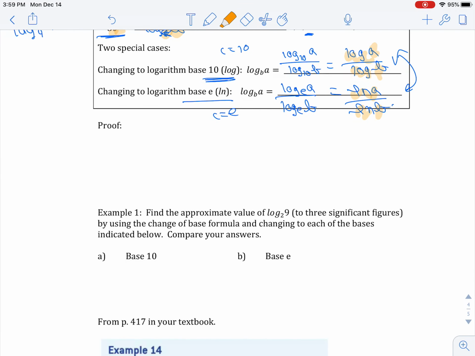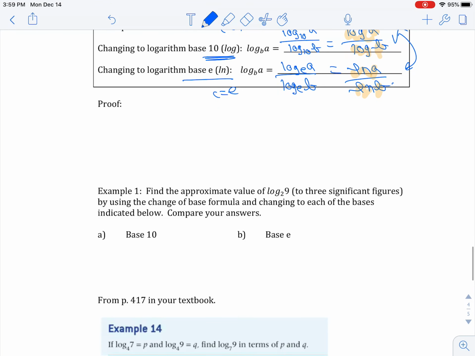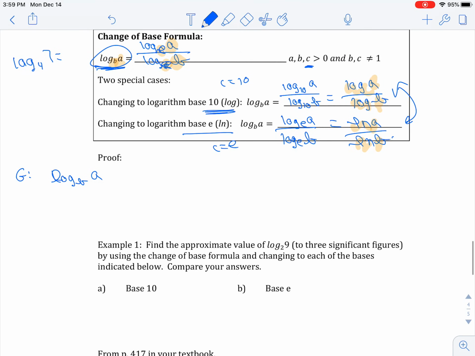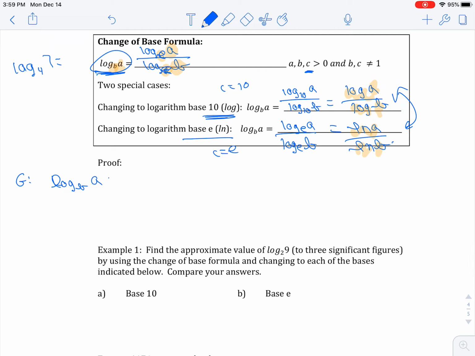So, a proof of this first. We are starting with log base b of a. This is sort of our given. What we're going to do is set that equal to something, because that's what we want to know: what is this equal to? So I'm going to set it equal to y. We let log base b of a equal y.